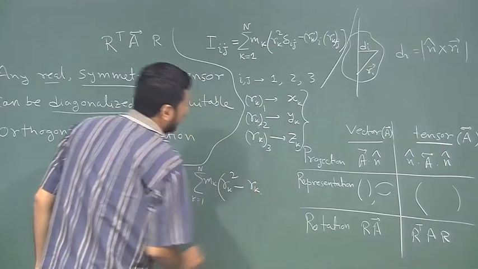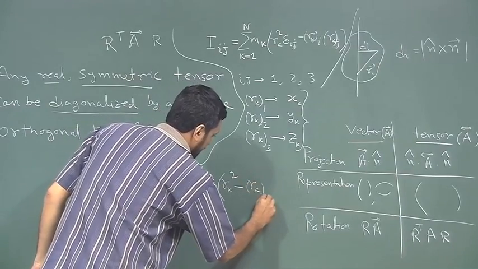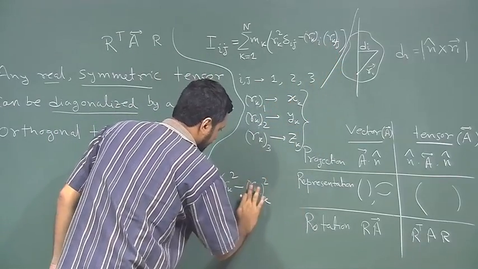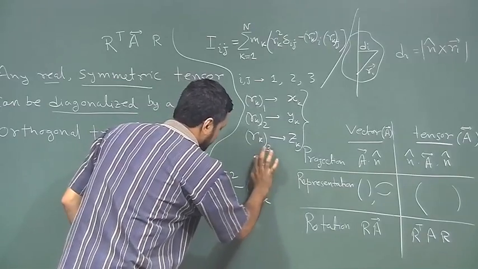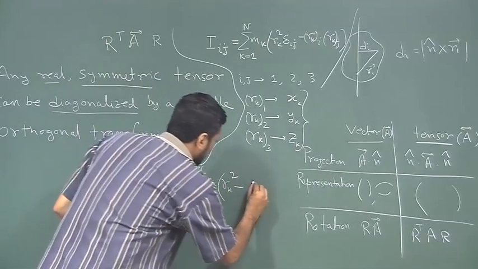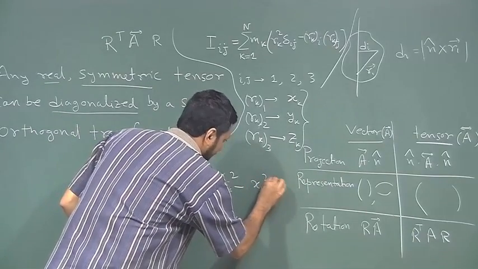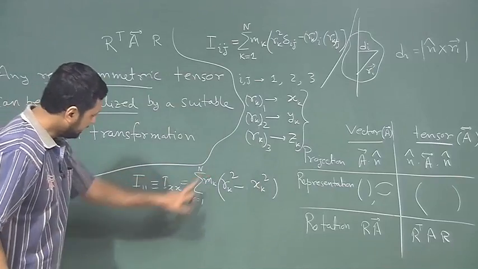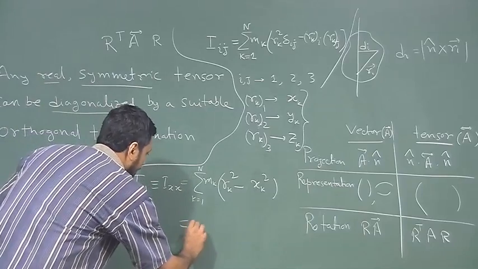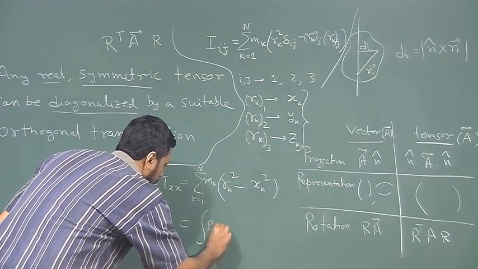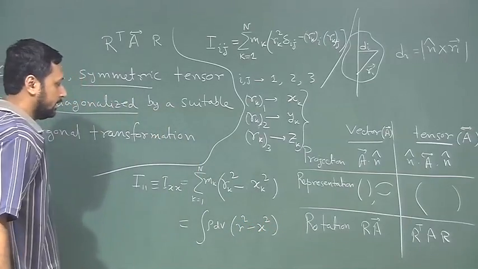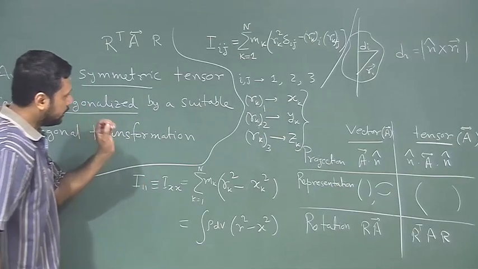So, r k i will be r k of x, and r k j will also be r k x. Oh, I am sorry, I just made a mistake. So, it will be x k into x k, so x k square, right. And if I just replace this summation by integration, this will be nothing but the integral of rho dv times r square minus x square, right.